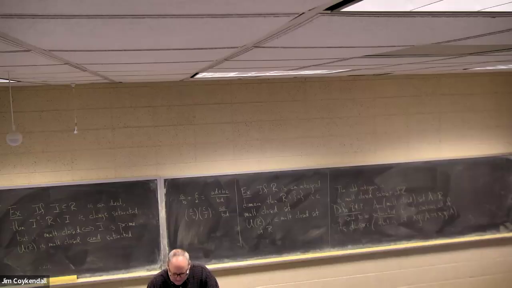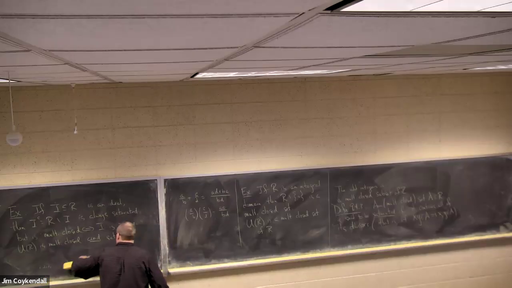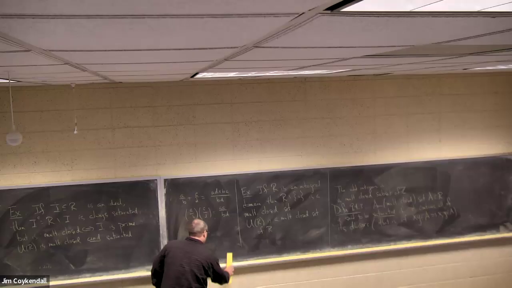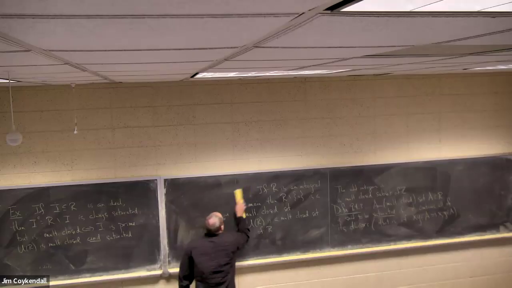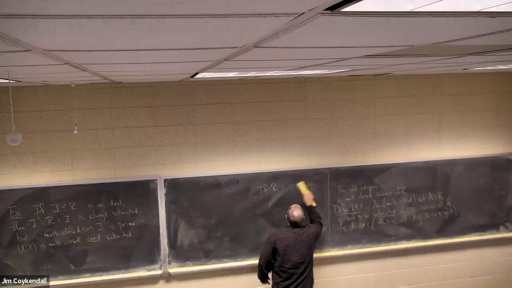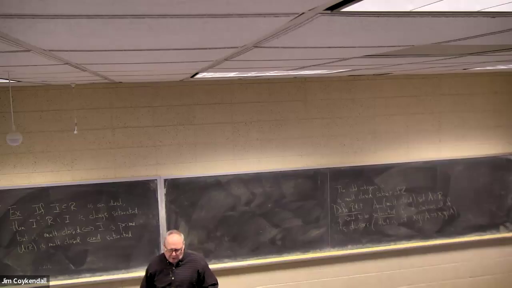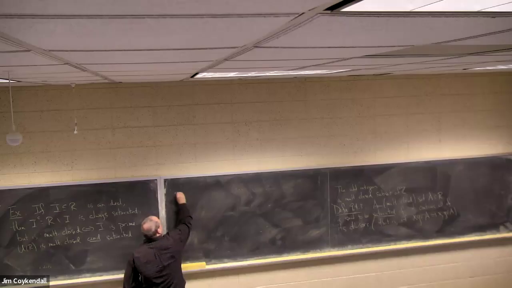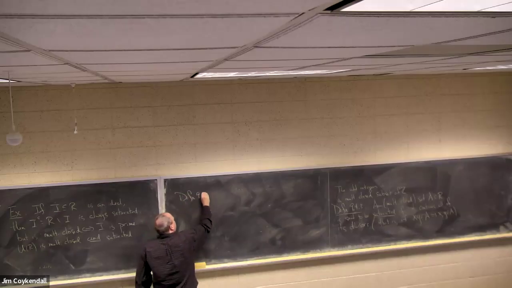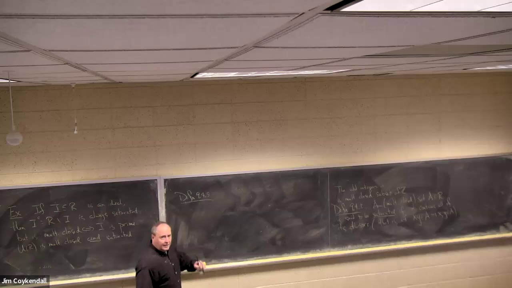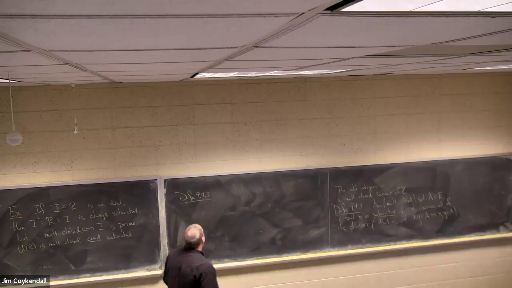Okay, so let me give you a definition. The theme of what's in this definition comes up in commutative algebra quite often. The notion of maximality with respect to properties is an important one. Definition. We say that an ideal is maximal with respect to some property.